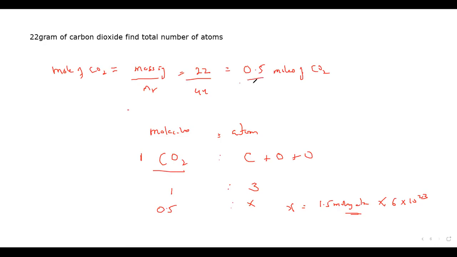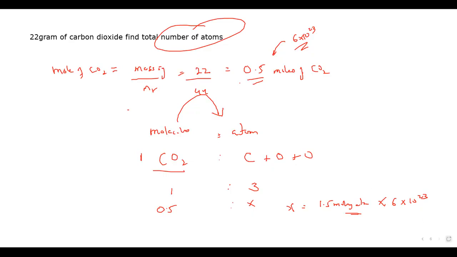If they ask for molecules directly, because carbon dioxide is a molecule, we'll multiply this number by 6.02 into 10 to the power 23. But because we are asked about the number of atoms, we have to convert the number of molecules to number of atoms, or moles of molecules to moles of atoms, and then multiply by Avogadro's number. Is this example clear? So it depends on the question.